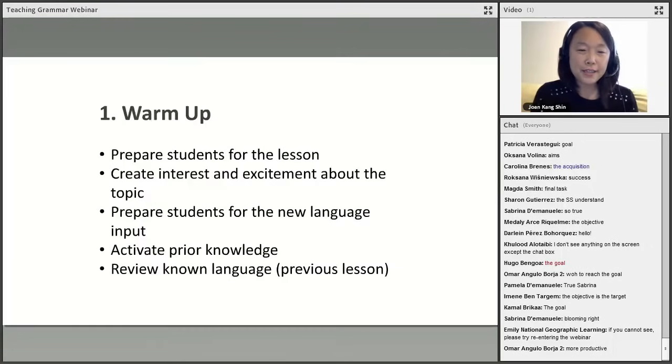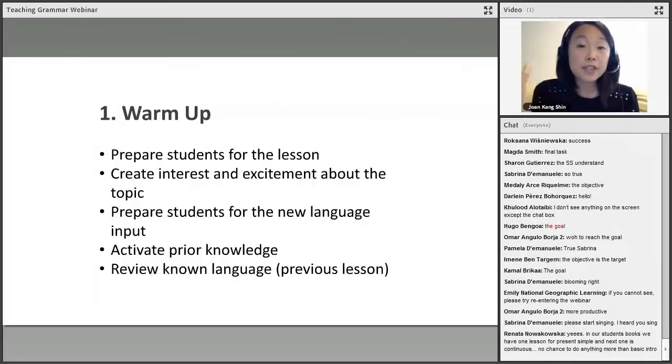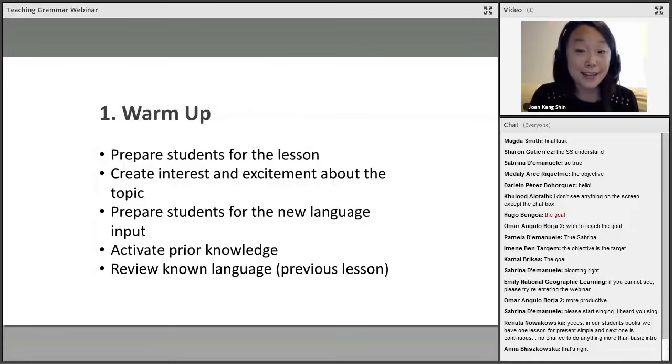Okay, are you ready? So first, of course, we have the warm up. Now, I know a lot of teachers do a warm up to get students ready for the lesson. But what I want to say is the warm up is such an important step in a contextualized language lesson, because I'm asking you to present a real world context or an authentic context, within which language is going to be learned, which means that the warm up step to prepare students for that context is so important, or students won't understand anything, right?